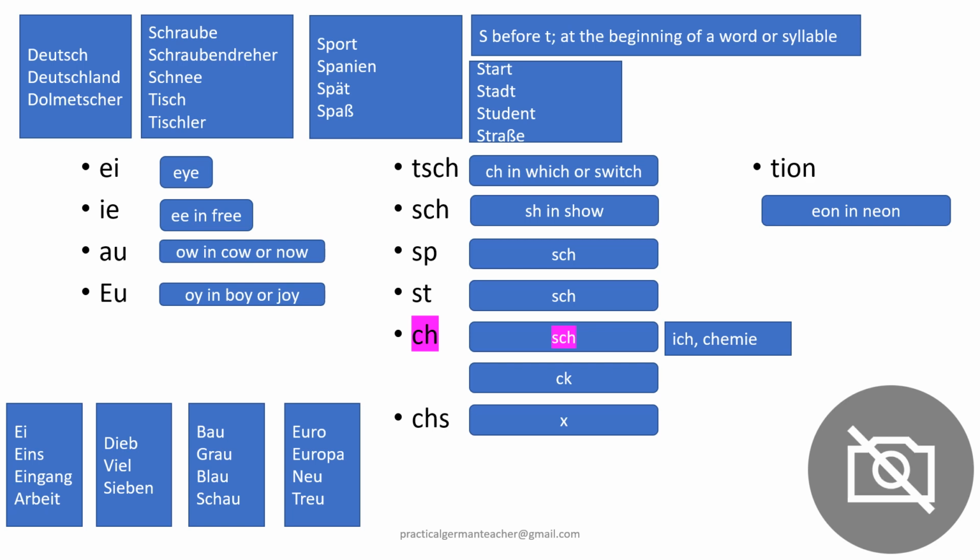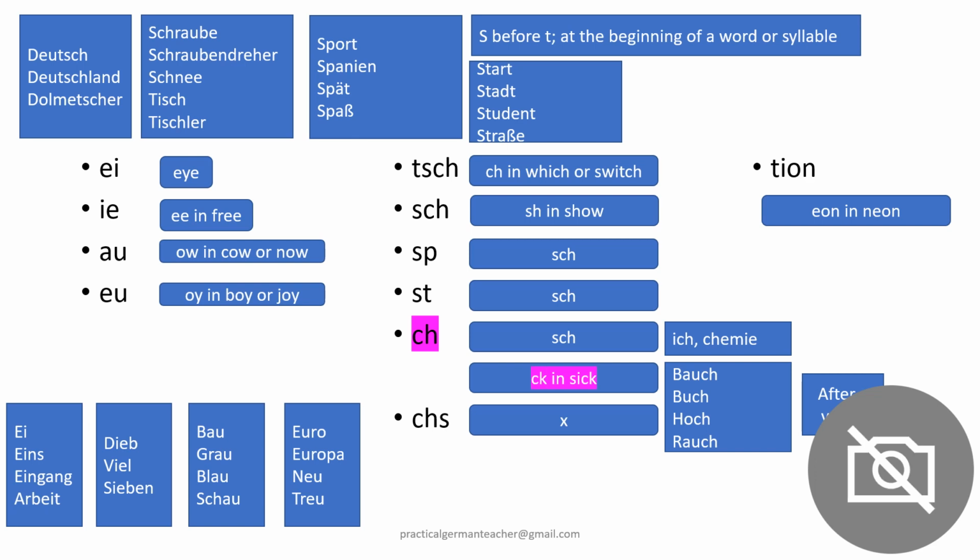Then you have the combination CH. There are two ways to pronounce it depending upon the situation. So if you see CH, it is pronounced as a soft sh sound in words like ich, Chemie, where you see CH. But then also it is pronounced as the k of sick. For example, Bauch, Buch, Hauch, Rauch. So this is not Bausch and this is not ik. Okay, please pay attention.